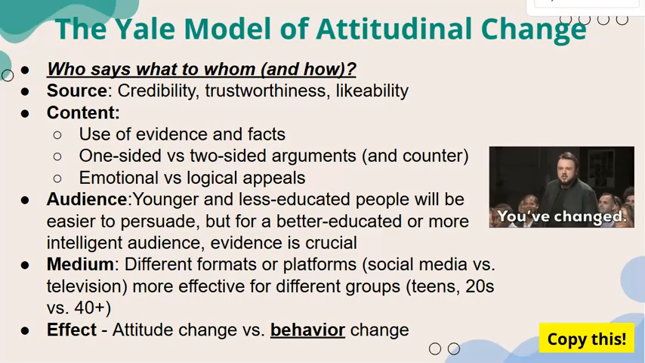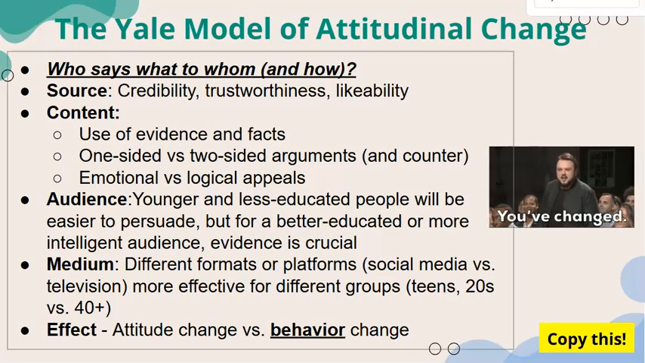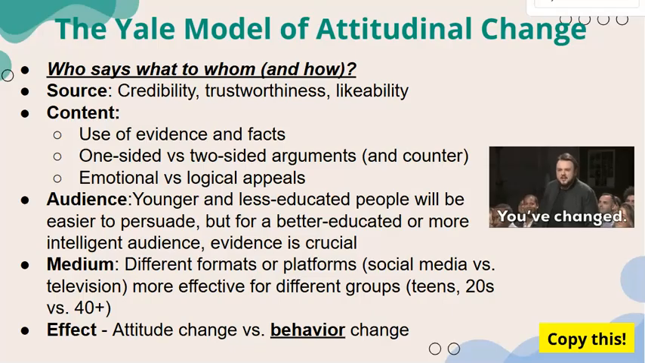And then finally, did it work? The who says what to whom gets us to medium. And then what was the actual effect? It's one thing to change people's attitude. It's quite another to change their behavior. And that's really where the crossover comes for consumer psych. Because if I can actually get you to buy the product, then I have been quite successful. So that's your Yale model, not to be confused with another model.